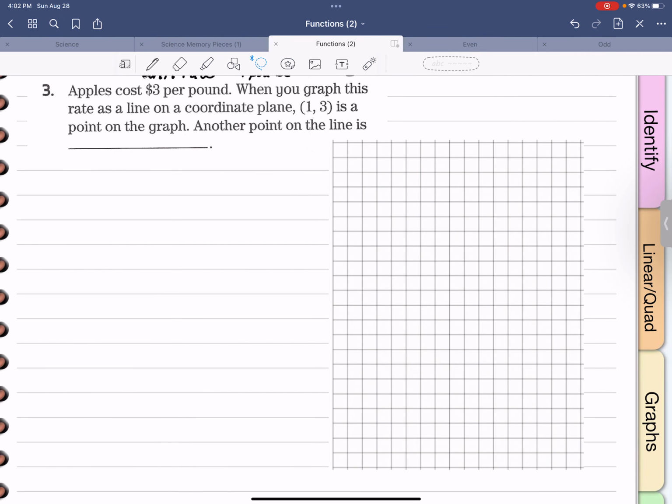Let's start with what is the independent variable. What is the choice that the customer has? If you go into a store where they're selling apples, what's the decision you have to make? How many to buy? So this is the weight of the apples in pounds. The dependent variable is the cost in dollars of how many you buy.